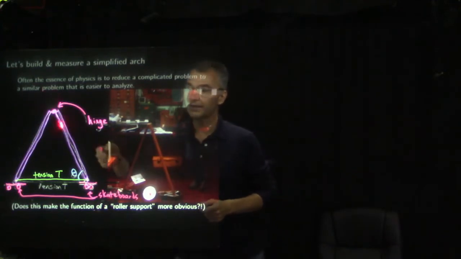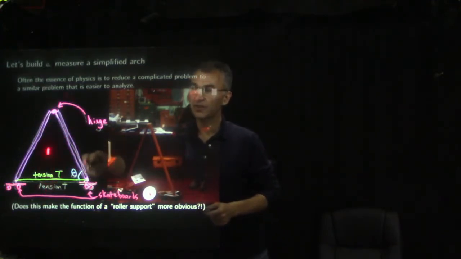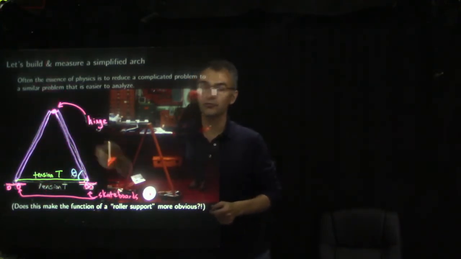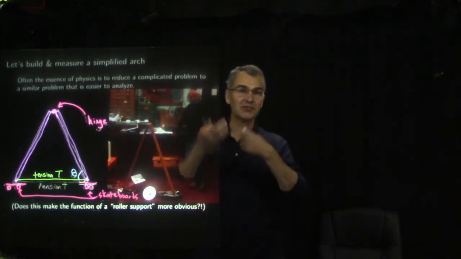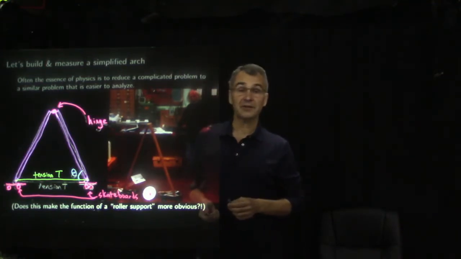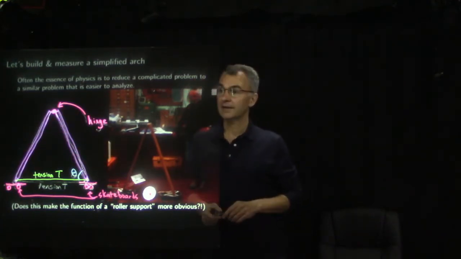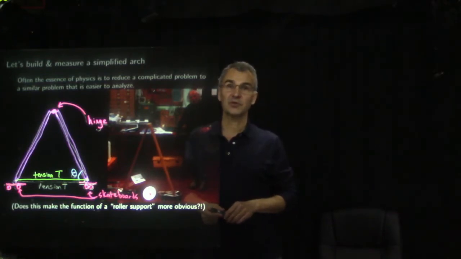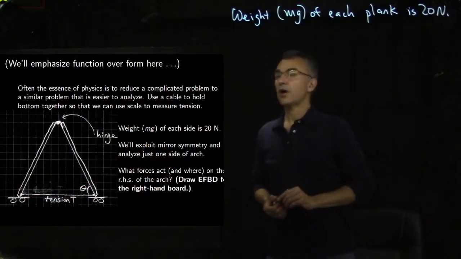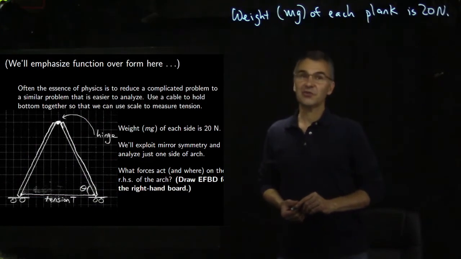So the only way that you can have the mirror image be the same as the original is if the vertical force is 0. That's a little bit of a sleight of hand, but it's a valid sleight of hand as long as we really do build this perfectly symmetrically, and it's a sleight of hand that allows us to solve the problem. So we will do what we need to do to solve the problem. So often the essence of physics is to reduce a complicated problem to a similar but simplified problem that is easier to analyze. So that's what we're doing in this model of an arch.